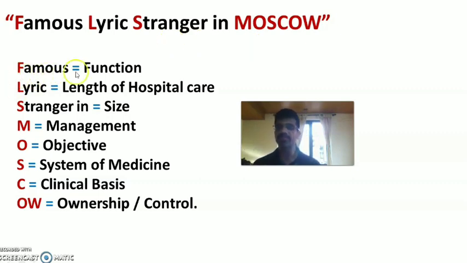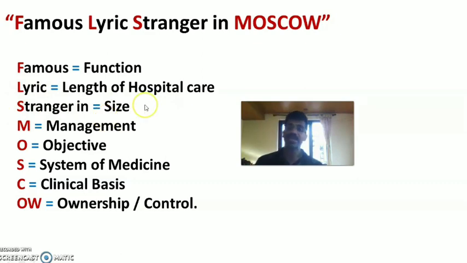Famous stands for function. So hospitals are categorized according to their function. Then L stands for lyric, that is length of hospital care. So hospitals can be categorized according to the length of the period the client or patient stays in the hospital, like general hospitals and nursing homes for chronic patients for a long period. Okay. Then Stranger in Moscow.